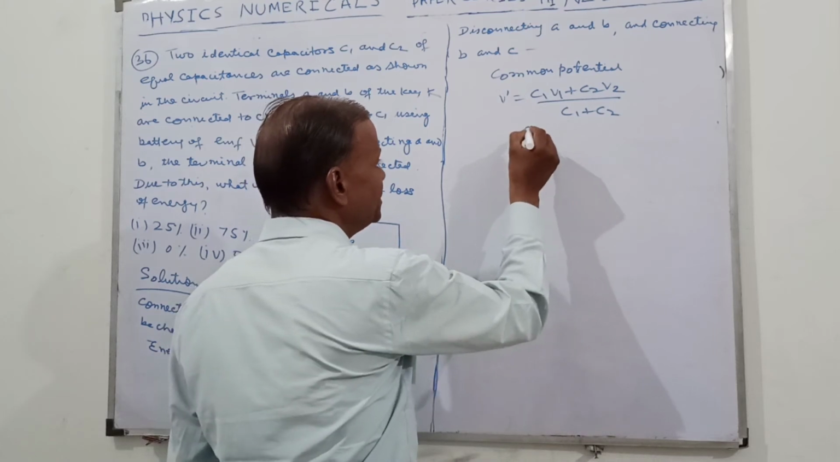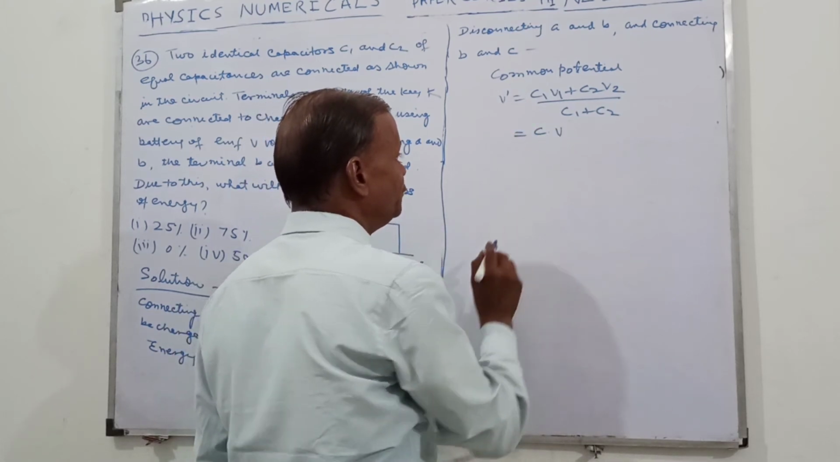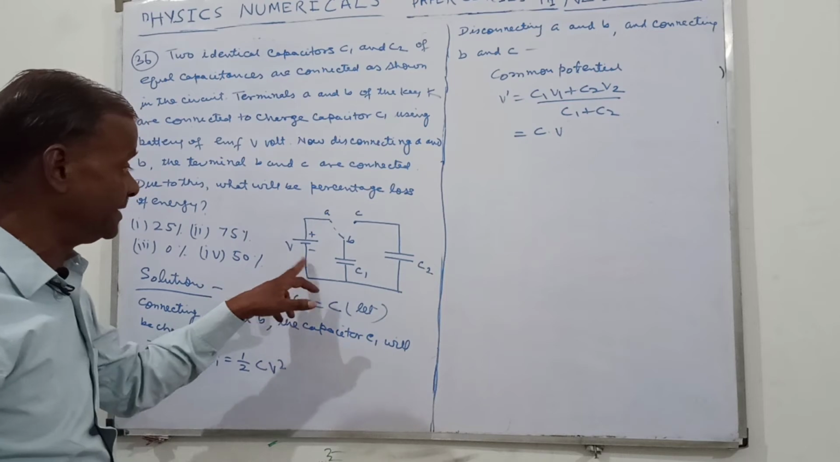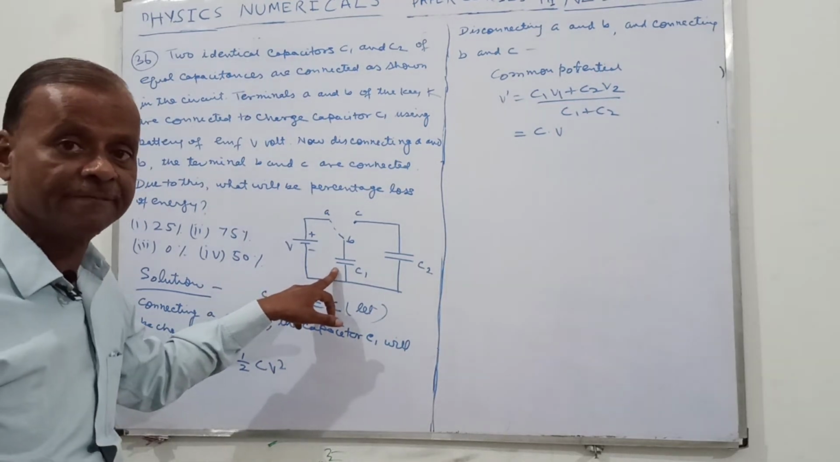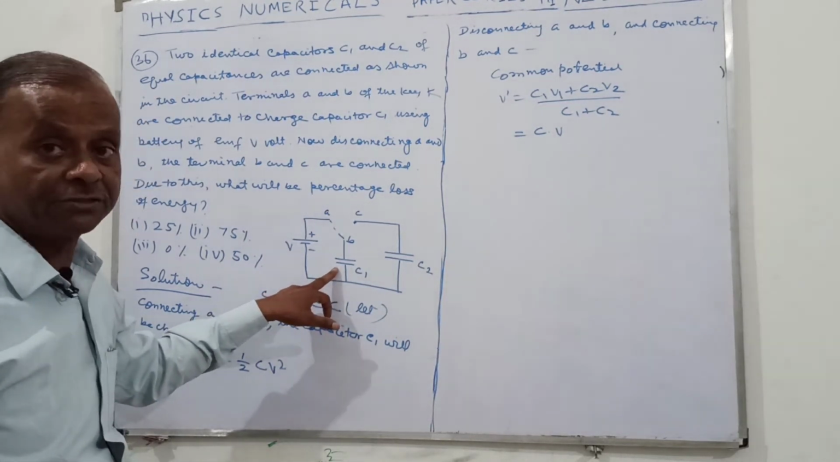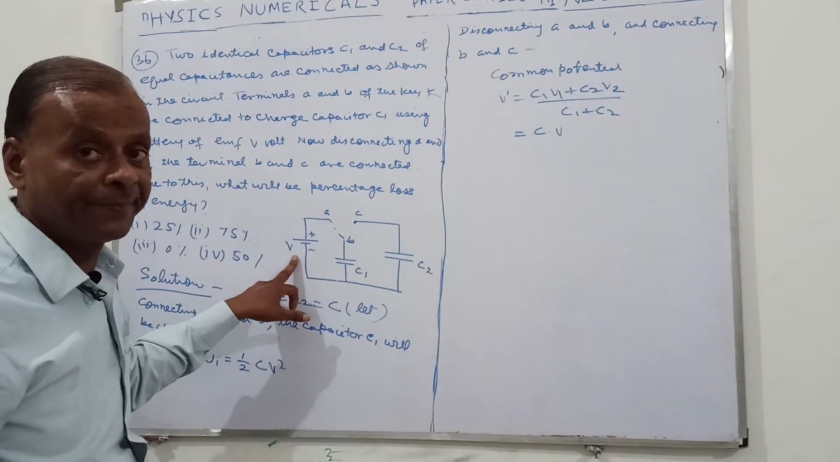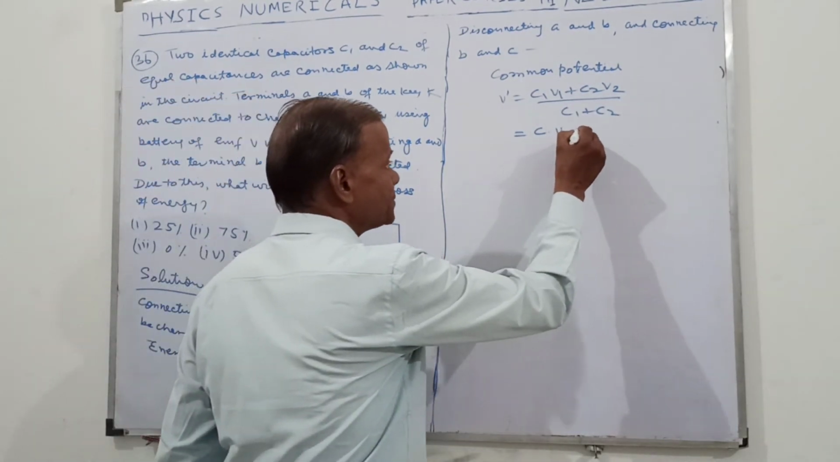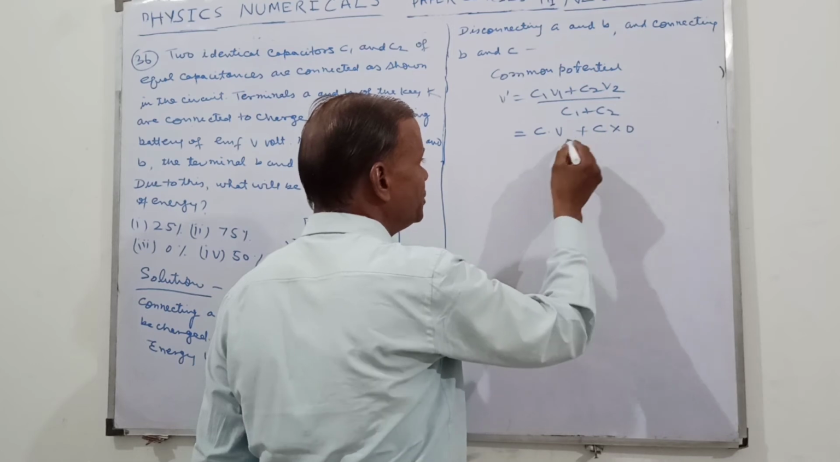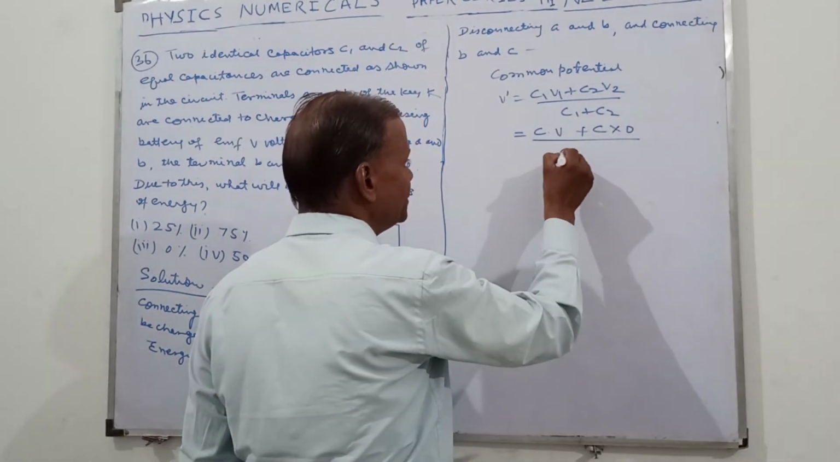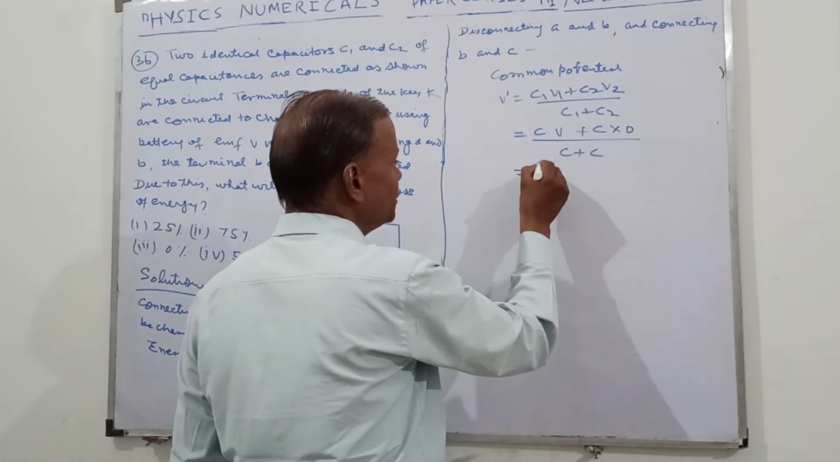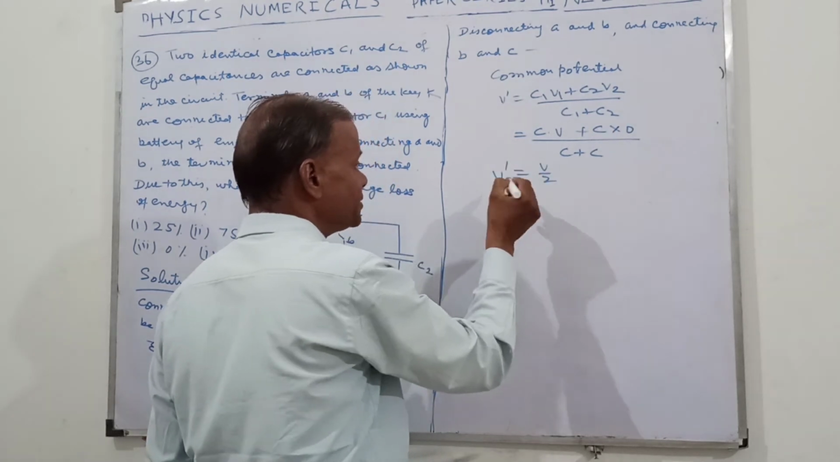Here you can see that C1 equals C and V1 equals V. Whatever is the potential here will be the same as in this one, because it has got the charge from this battery V. Plus C2 is C, V2 is equal to 0, and the denominator is C plus C. So you can see that this is now divided, so V' equals V/2.